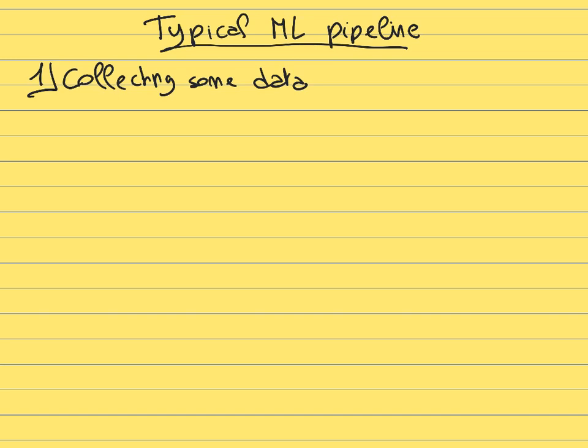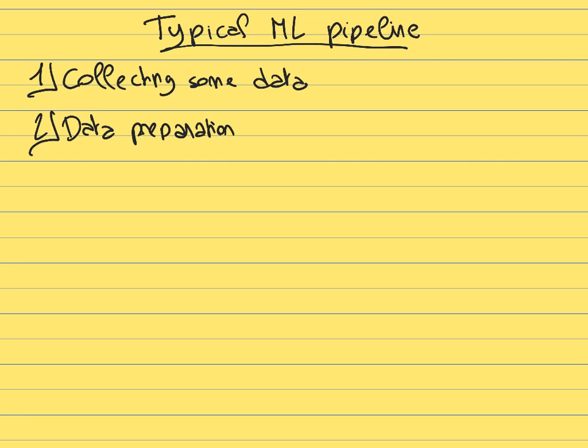The second step, after you have collected data, will be to prepare the data, to do some data preparation. This typically can take quite a bit of time, maybe even more time than training the machine learning model itself. When I say preparing the data, it can mean several things, and we are going to come back to this, but it can mean cleaning the data.